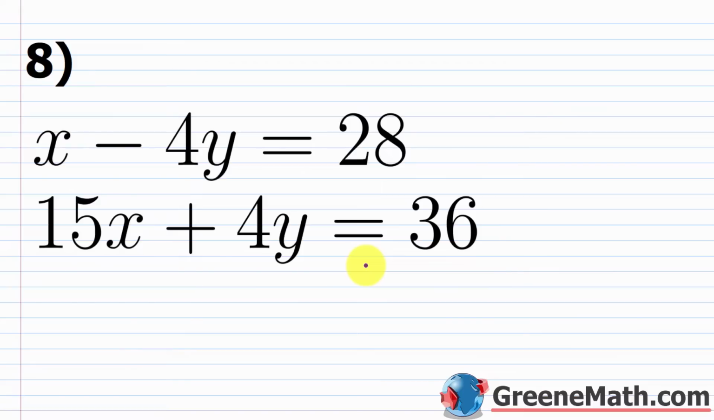So for problem 8, we have x minus 4y equals 28. And then we have 15x plus 4y equals 36. So m is equal to negative a over b, because again, this is ax plus by equals c. Let's say that's m sub 1. This will be m sub 2, again, negative a over b, because this is ax plus by equals c.